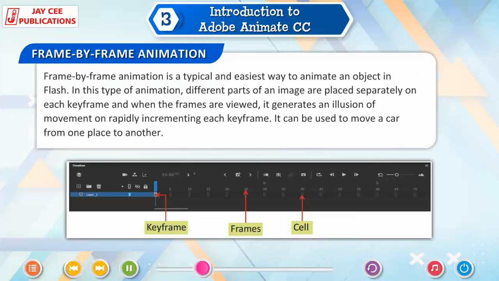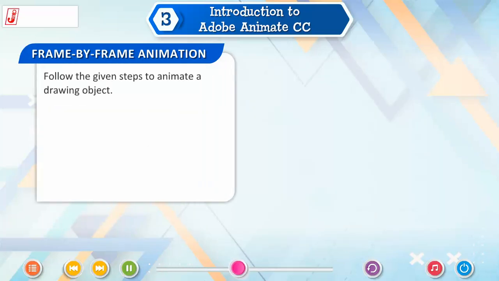Frame-by-frame animation is a typical and easiest way to animate an object in Flash. In this type of animation, different parts of an image are placed separately on each keyframe, and when the frames are viewed, it generates an illusion of movement on rapidly incrementing each keyframe. It can be used to move a car from one place to another. Follow the given steps to animate a drawing object.